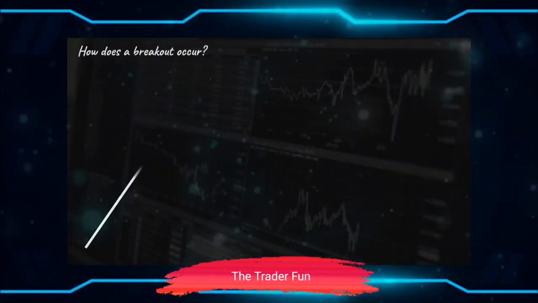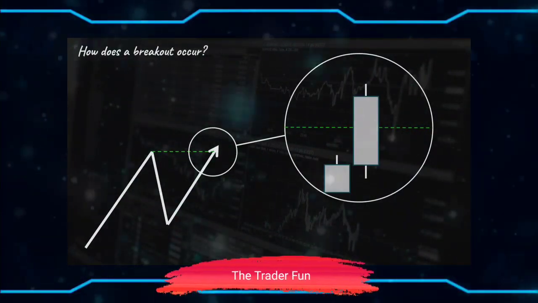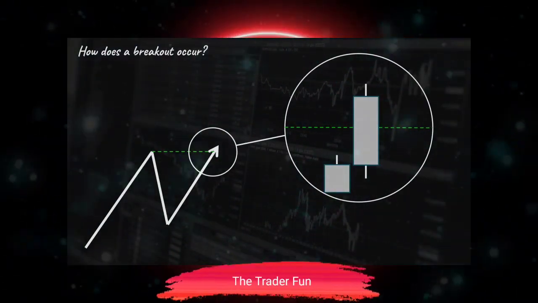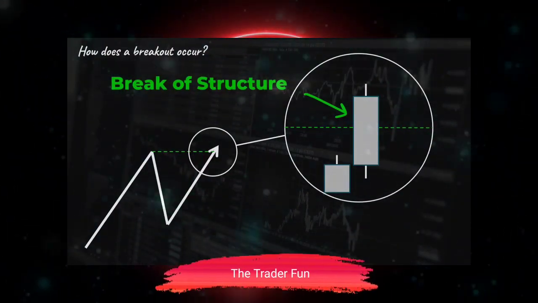Now, how does a breakout occur? A breakout occurs when a candlestick clearly breaks the previous market structure with the body. This means that if the price can close a visible amount, like a couple of pips above the previous level, we would have a so-called break of structure. But here comes an important point.